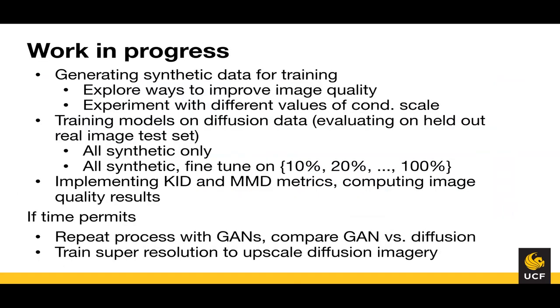So, work in progress: try to find ways to improve the generated image quality, and experiment with different values of the conditioning scale. I'm currently using 3, which seems to produce good results, but I need to verify that when I actually train classifiers on that data. And then I need to train the classifiers. And I plan to implement some more metrics as well for computing image quality results.